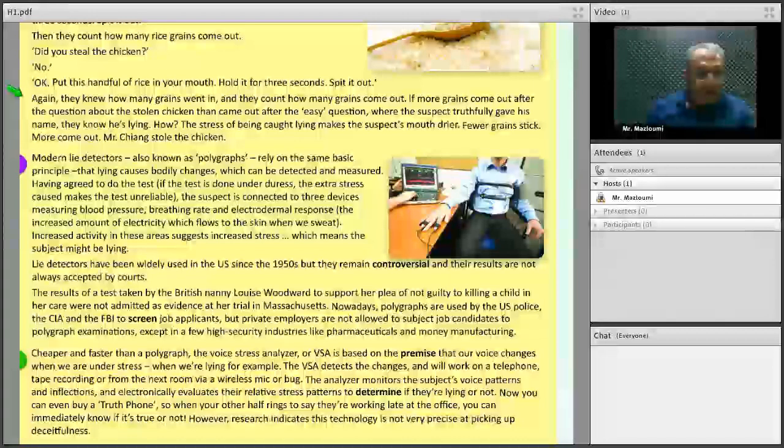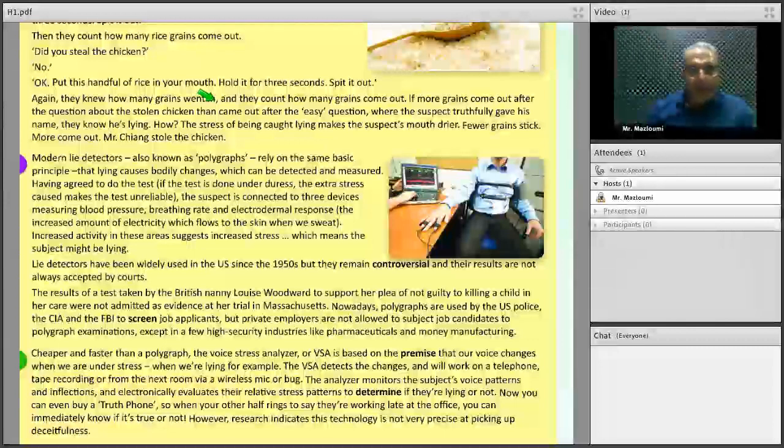Again, they knew how many grains went in. So how many grains here means how many grains of rice went into the suspect's mouth. And they count how many grains come out. So they counted the number of rice grains. If more grains come out after the question about the stolen chicken, than came out after the easy question where the suspect truthfully gave his name, they knew he's lying.